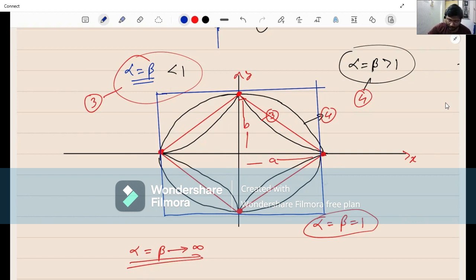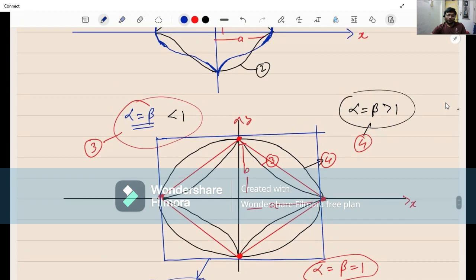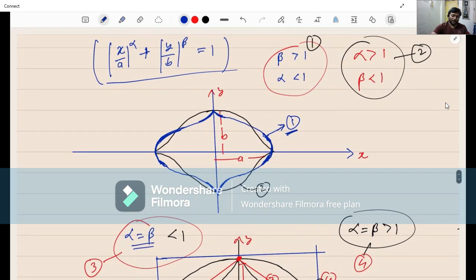So this blue one is for alpha beta tends to infinity. So this is the family of ovals, right? This is a particular case where alpha and beta are equal. If alpha and beta are not equal, it will look like this figure. This figure is when alpha and beta are not equal.